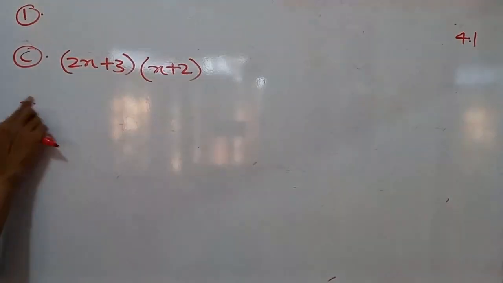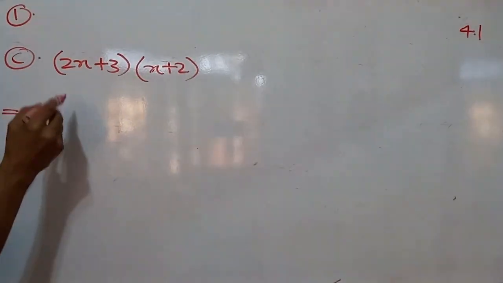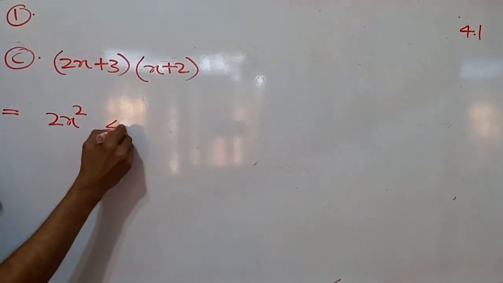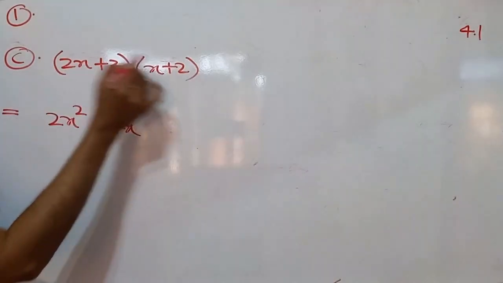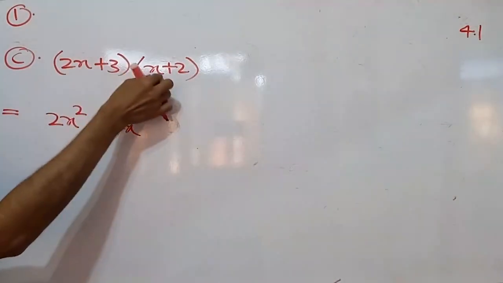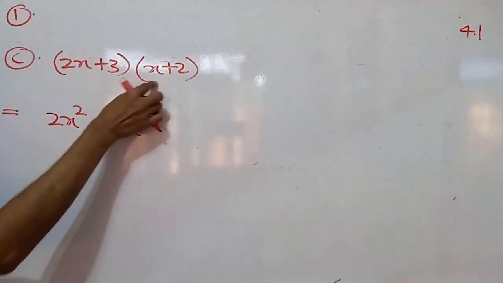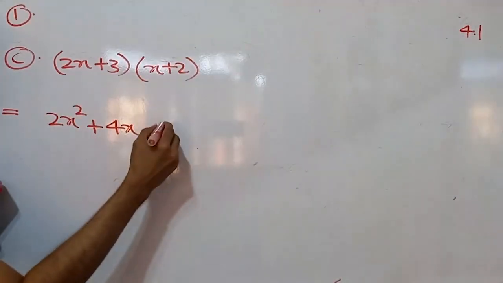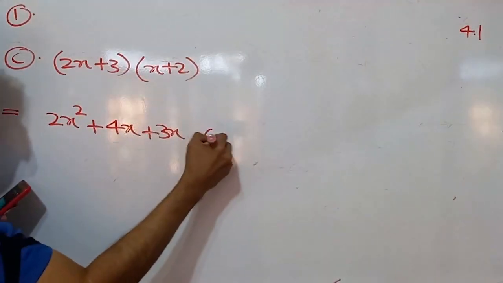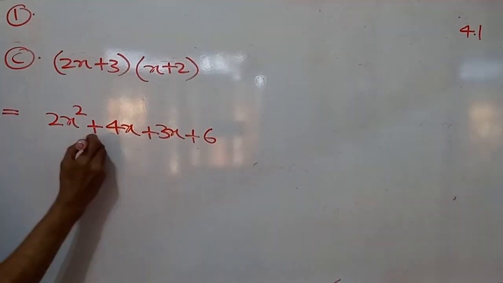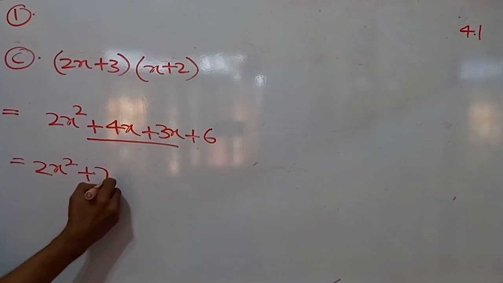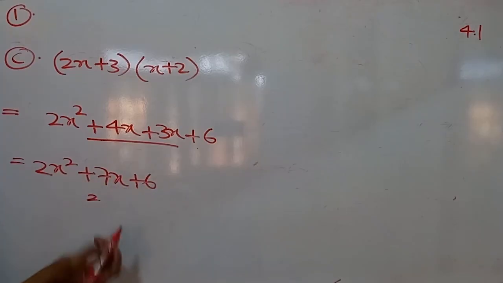So 2x times x, that is 2x squared. 2x times 2, that is 4x. Positive into positive, that is positive. Here also positive. 2 into x, that is 2x squared. Positive into positive, positive. 3 into x, that is 3x. Positive 3x. 3 into 2, that is 6. Positive 6. So here we have two like terms. So 2x squared plus 7x plus 6.